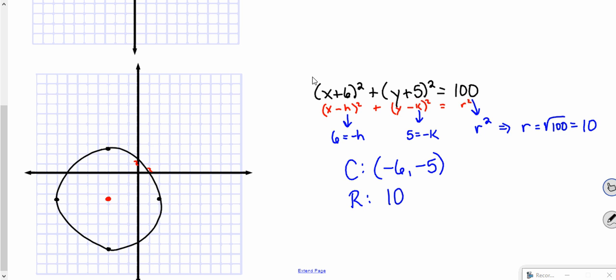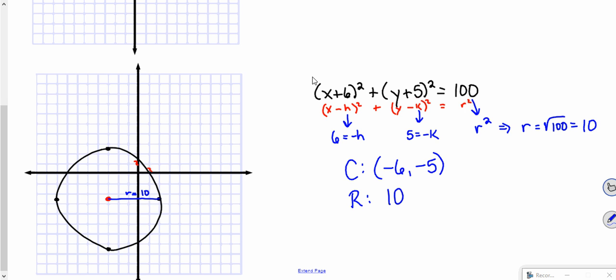Once again, this is my radius, which is 10, and my center is (-6, -5). All right, I hope that makes sense. Okay, let's dive into Practice A and do a couple of problems together.